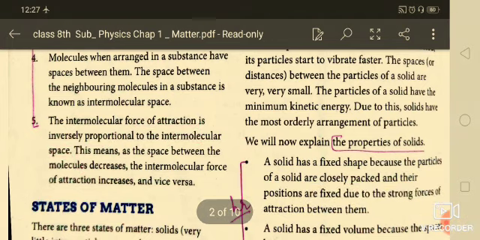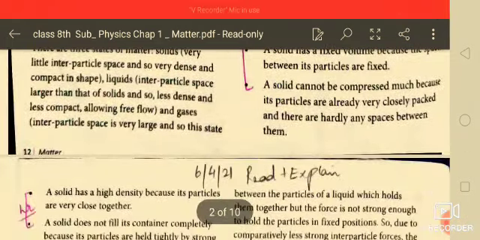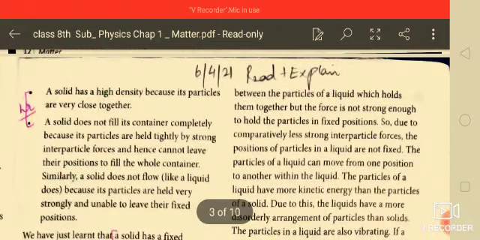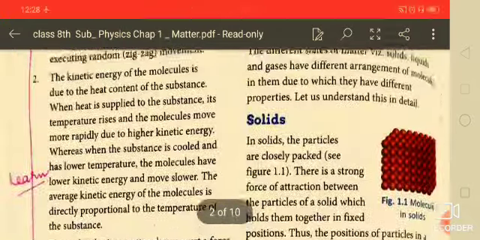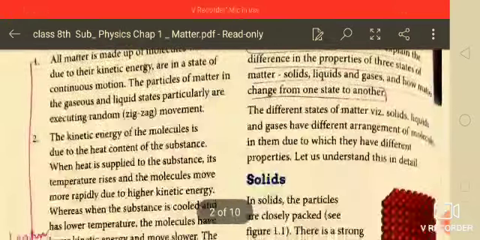Okay. Now, states of matter. Next topic is states of matter. So you know that there are three states of matter. First is solid, then liquid, and then gases.